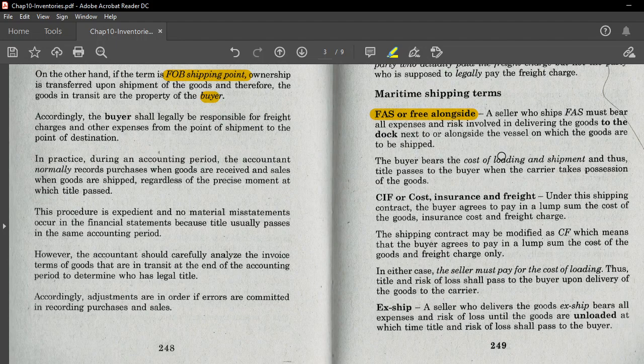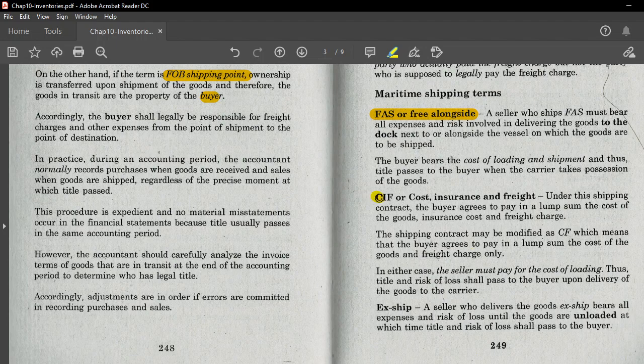FAS. Free alongside. So, hanggang sa dock. Hanggang sa wharf. Hanggang dun lang. And then the rest, si buyer na. So, kung kinsa ang majority nga mo shoulder sa tibuok biyahe sa imuhang shipment, siya ang magbabayad. So, kung si seller hanggang dito lang, kasi sa dock lang naman daw siya kutob, and then si buyer na for the rest of the trip, then the owner of that item or that inventory is the buyer. Muna yung ginatawag na free alongside.